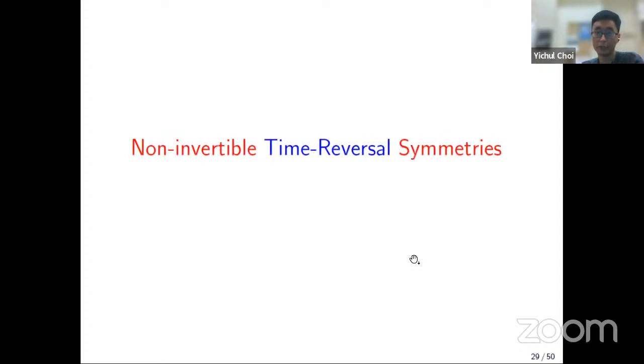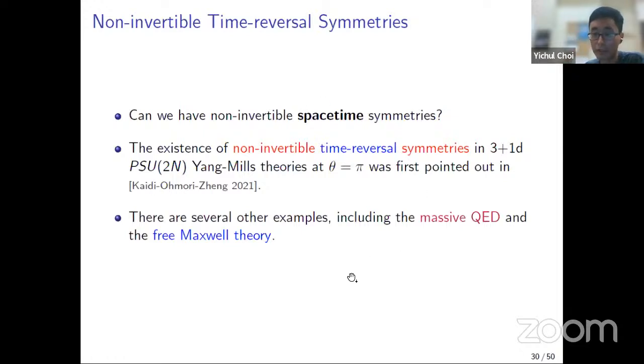Okay, with that, let me now move on to non-invertible time reversal symmetries. So far, the non-invertible symmetries that we saw in QED and QCD are internal symmetries, in the sense that they don't talk to the space-time geometry. But one can also have non-invertible space-time symmetries. In particular, the existence of non-invertible time reversal symmetries in 3+1D was first pointed out in a paper by Choi, Lam, and Shao last year. And we have discovered just a month ago a few other examples of non-invertible time reversal symmetries in 3+1D. In particular, I will tell you about the massive QED and then the free Maxwell theory examples.